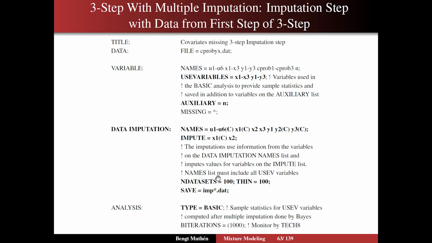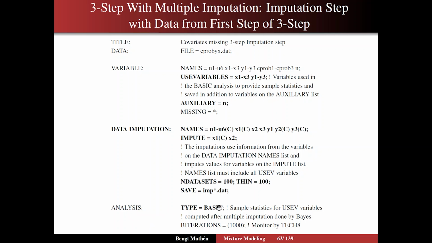The names list must include all USEVARIABLES. And in this case, we request 100 imputations with a thinning of 100. So we don't record every iteration, we record every 100th iteration to avoid autocorrelation between the draws. And we save that as an impute*.dat data set, which gives you all 100.